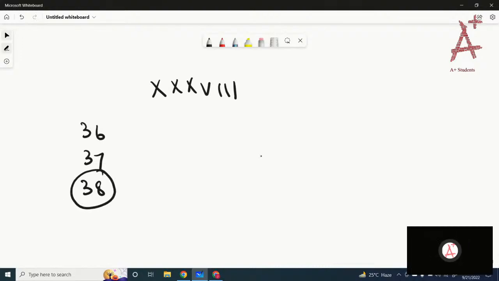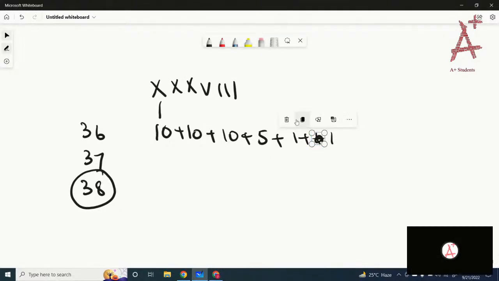Yes, it is 38. See how 10 plus 10 plus 10, you have 3 X, so 3 times 10. Then a V is 5, and then 1 plus 1 plus 1. When you add them together, they make 38. So XXXVIII represents the number 38. Got it?